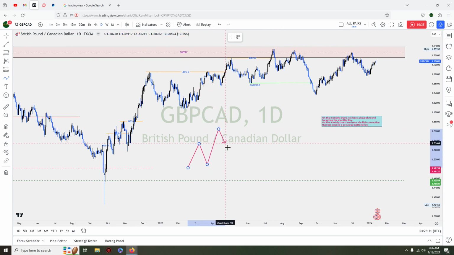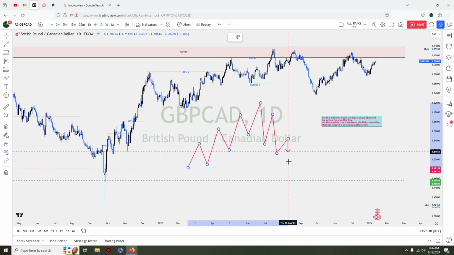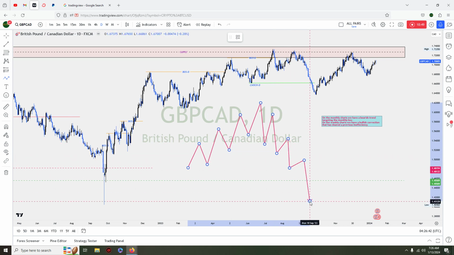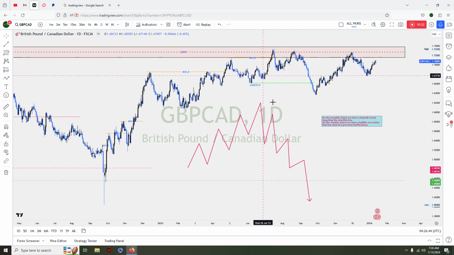We have an upside break of structure. Then the market hit this level and then broke. So what we are expecting is a correction and now a change of order flow and market structure to bearish, and that is what is happening here.